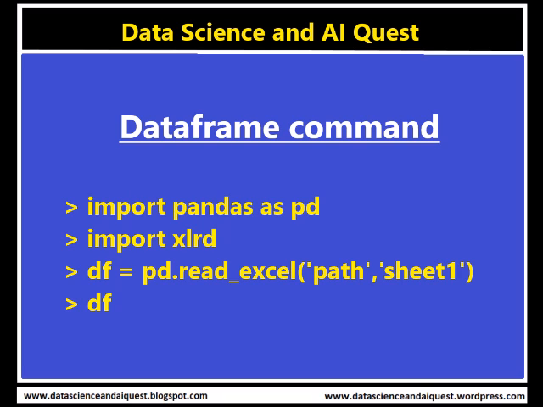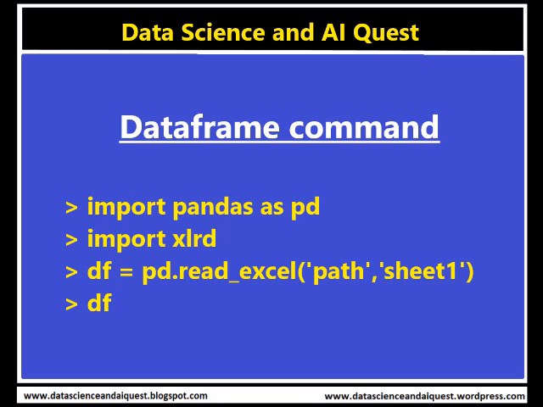Thus we can create a data frame using the following set of commands. First, import pandas as pd, then import xlrd, then create a df object. The df object will be assigned to pd.read_excel. The pd is the instance object that was created from the importing of the pandas library. Over here the read_excel function is called upon. This read_excel function is going to take the parameters path and sheet. Sheet is of course, as discussed earlier, an optional parameter.